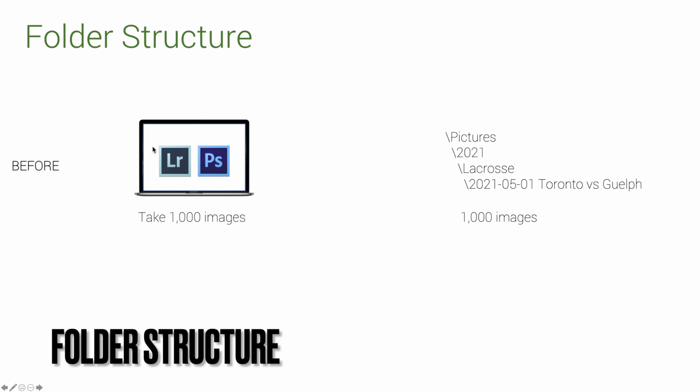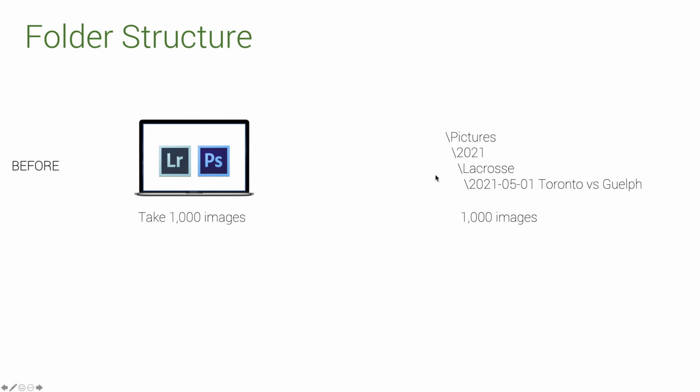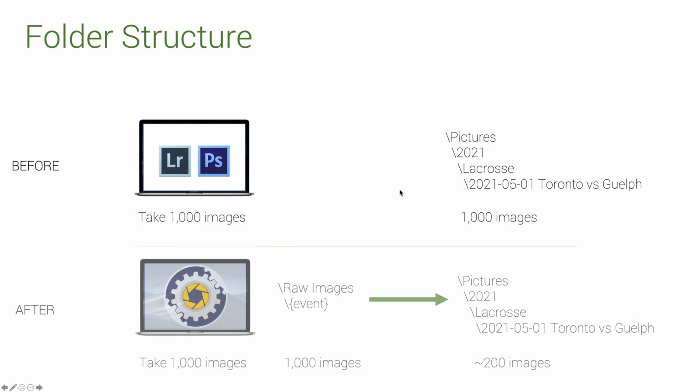So before, again, just using Lightroom, I would take 1,000 images and I would bring 1,000 images into Pictures, 2021, Lacrosse, and then the event name with the date, so 2021-05-01, Toronto versus Guelph. So in my catalog in Lightroom, I would have 1,000 images.